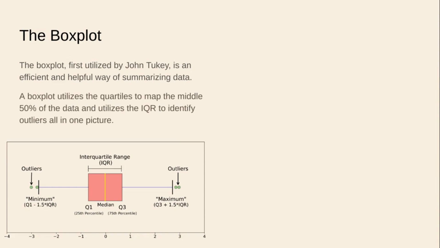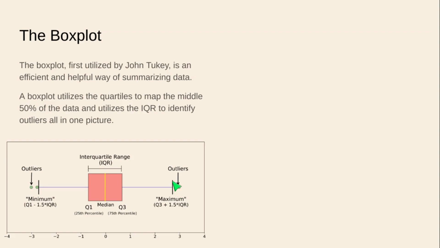A box plot utilizes the quartiles to map the middle 50% of the data, and utilizes the interquartile range to identify outliers, all in one picture. Really awesome. We have the interquartile range explicitly in the box, and then we have these fellas out here, which are the whiskers. This talks about the other data beyond Q3 and beyond Q1, but within 1.5 interquartile ranges on either side. Everything past that counts as an outlier.